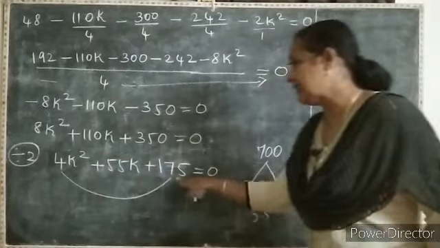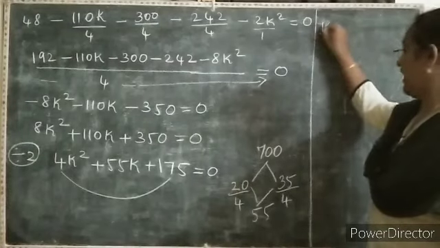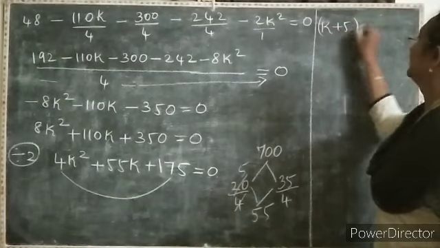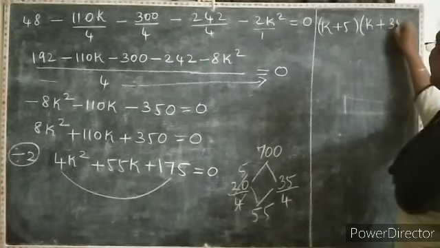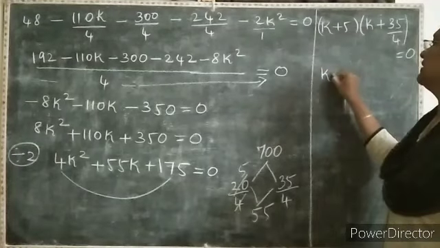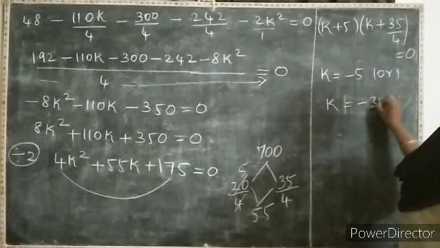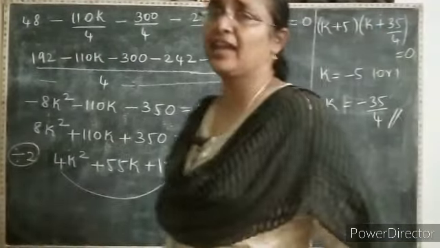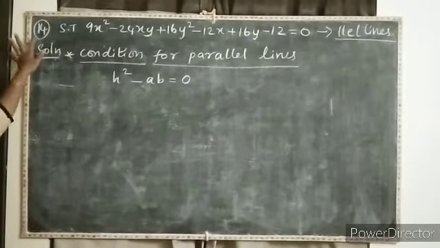Okay. Now, since we have multiplied by 4, we are going to divide it by 4. So now K, this becomes 4 ones are 5 times, isn't it? So K plus 5 into K plus, now this one 35 divided by 4, is equal to 0. Okay. So now the value is K is equal to minus 5 or K is equal to minus 35 divided by 4. Did you understand? So we got the value of K using the condition of the pair of straight lines. Okay students, now let's continue with the 14th sum.